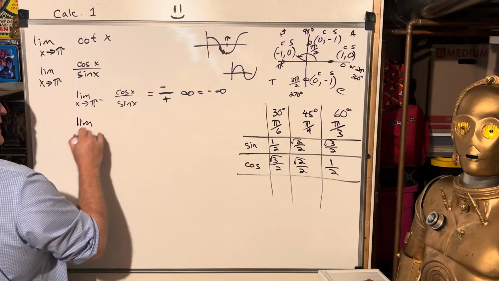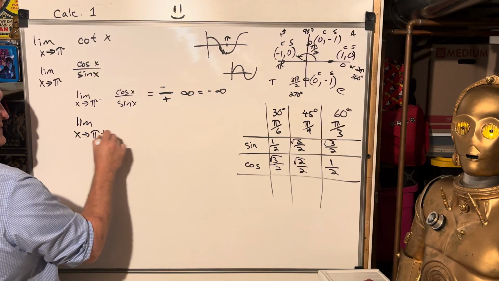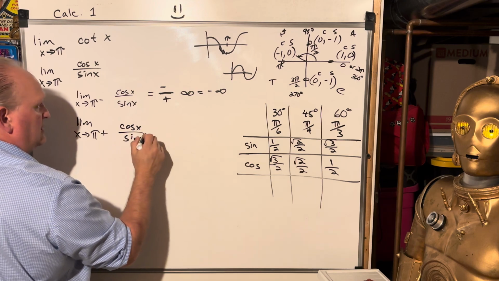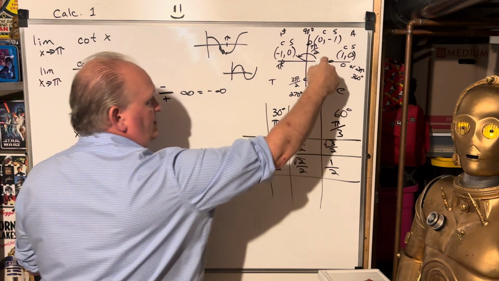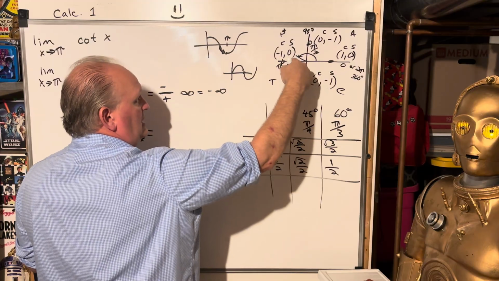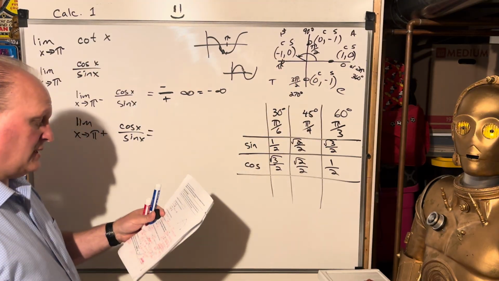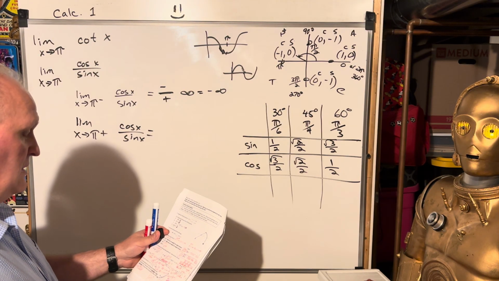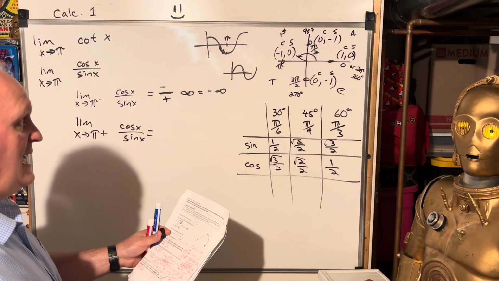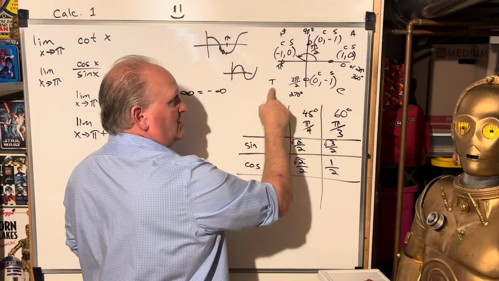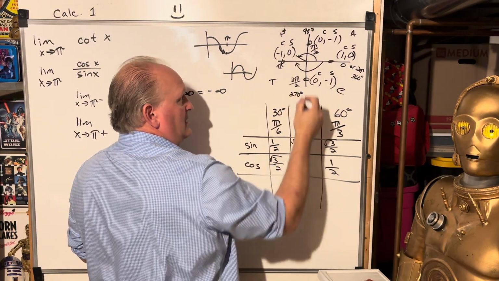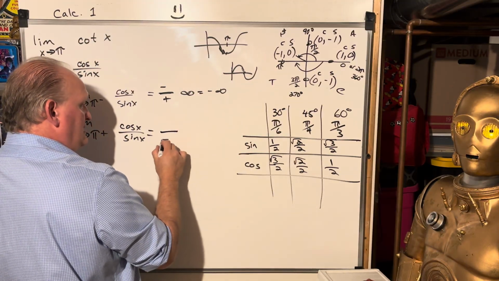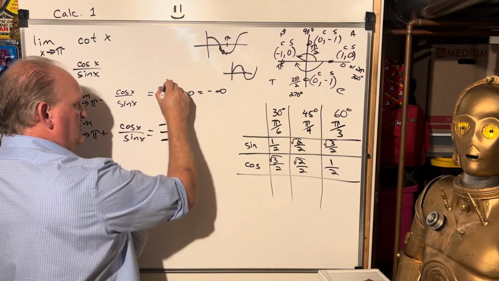The limit as x approaches pi from the right-hand side of cosine of x over sine of x. So now we're approaching it from coming up from down here. This time, the cosine is going to be negative, but so is the sine. The only thing that's positive in the third quadrant is tangent. So as I'm coming from this side, tangent's the only positive one. So that is negative for sine and negative for cosine.